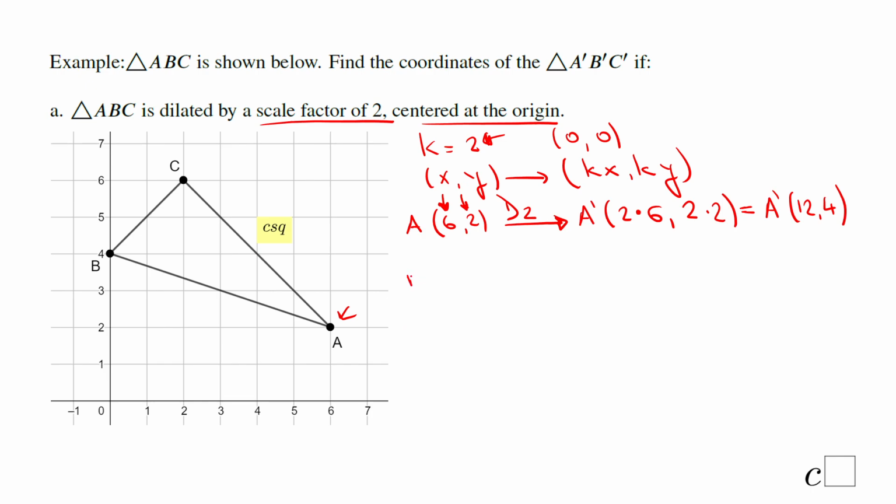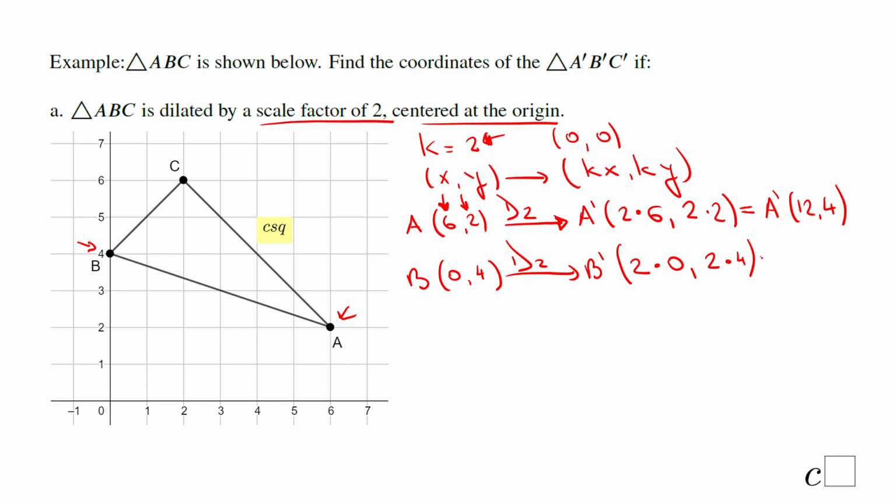Let's move to point B now. If you take a look, the point B is 0 and 4. Again, we have a dilation by a scale factor of 2. B prime is going to be what? In your mind you're going to say 2 again, the scale factor, that's correct, times 0, right? This is kx. And now ky, so 2 times 4.